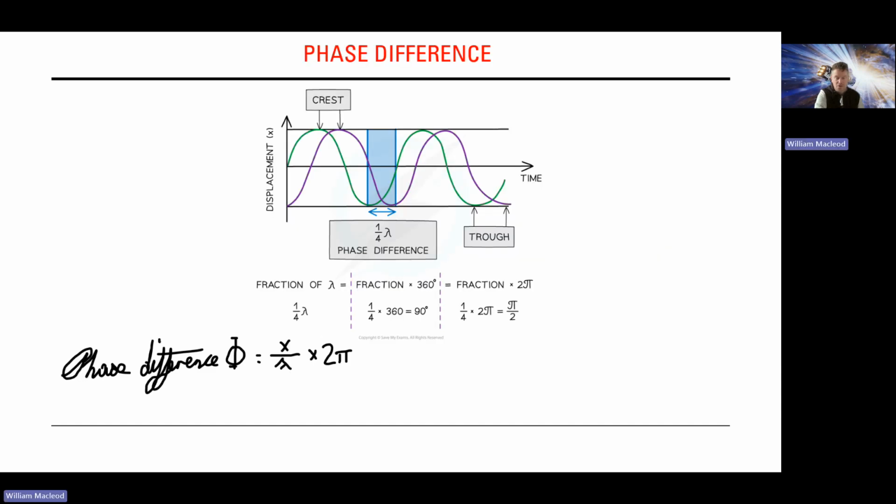Now let's think about how we can describe waves. We can talk about waves in terms of phase difference. So if we've got two waves which are out of sync by a distance of x, the phase difference can be described as x divided by lambda, the wavelength, times 2 pi. So the phase difference is given in radians because 2 pi radians is one oscillation of a wave.